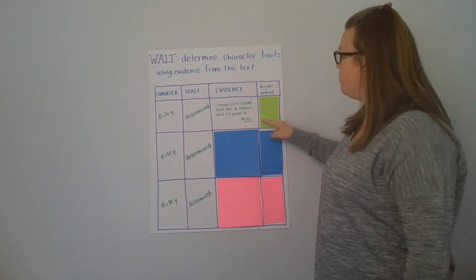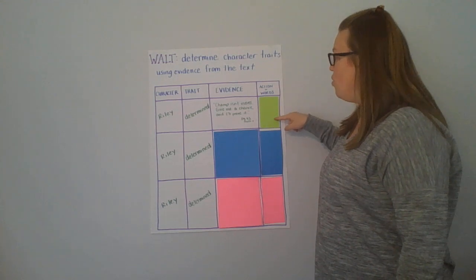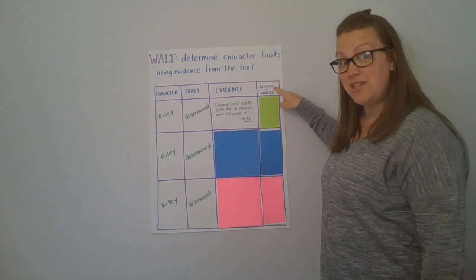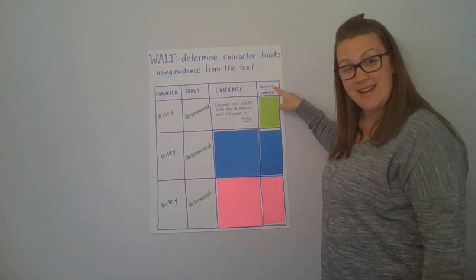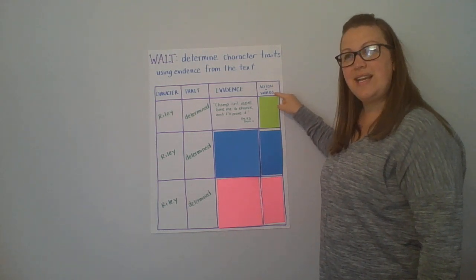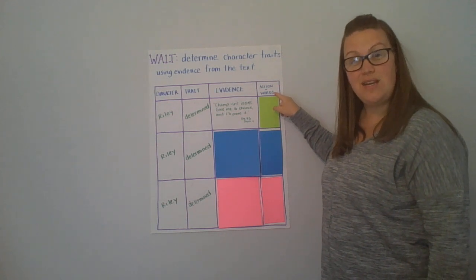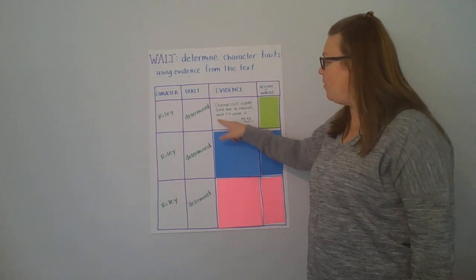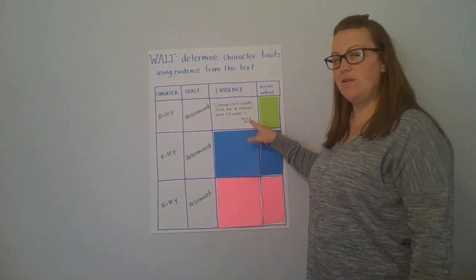Now I have a column over here because in our evidence, we're going to find either actions, things that the character did that proved he was determined, or words, things that the character said that proved that he was determined. Can anyone tell me if these are actions or words of Riley?